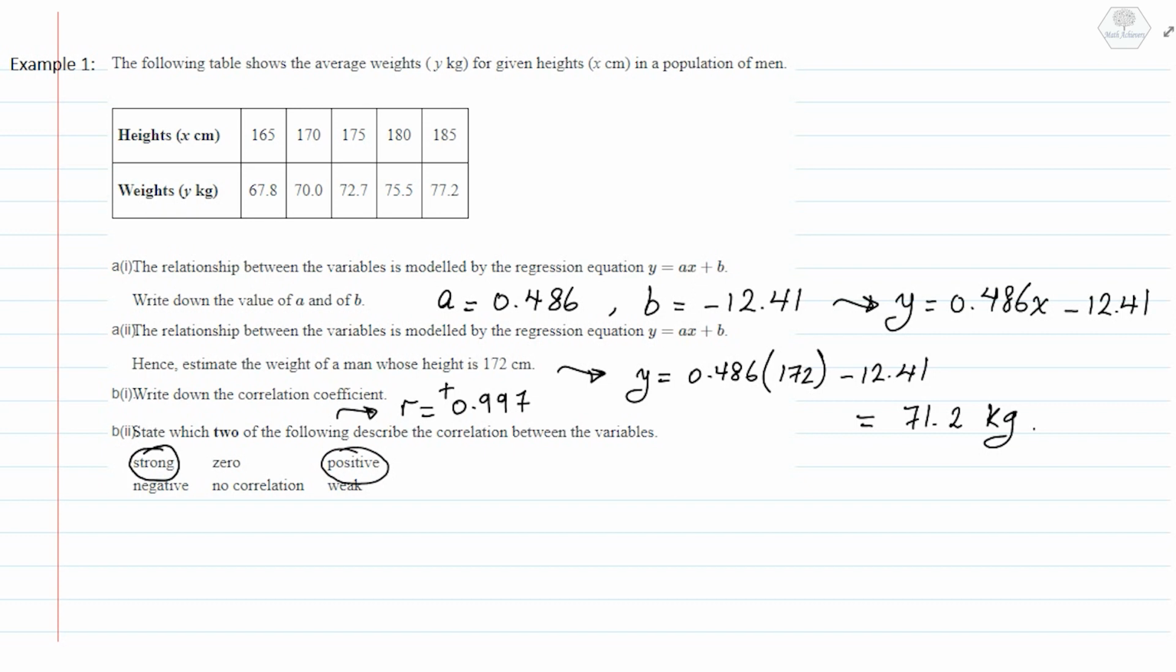So now we found the value of R. We made a comment on the value of R. We found the line of regression. And why did we find the line of regression? It is for prediction purposes.